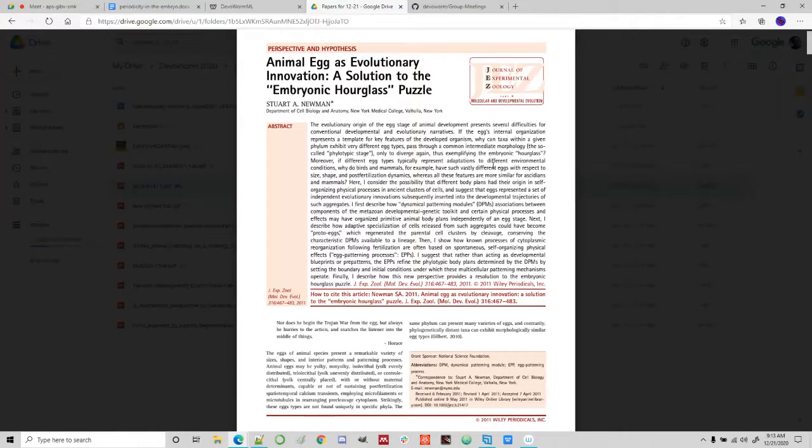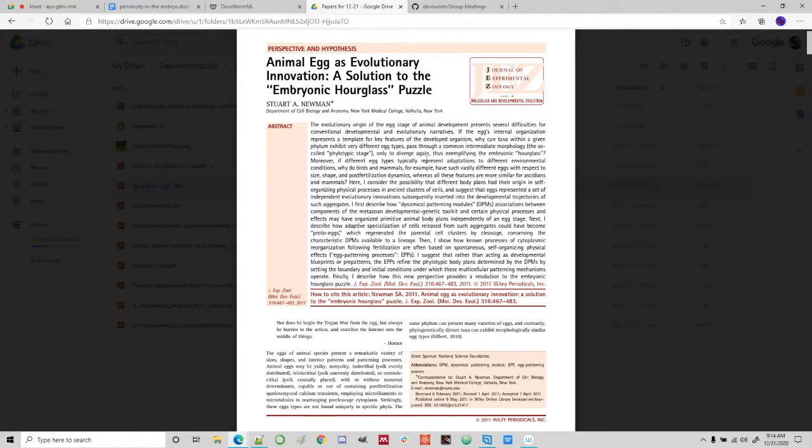The abstract says, the evolutionary origin of the egg stage of animal development presents several difficulties for conventional developmental and evolutionary narratives. If the egg's internal organization represents a template for key features of the developed organism, why can taxa within a given phylum exhibit very different egg types, pass through a common intermediate morphology, they call the phylotypic stage, only to diverge again, thus exemplifying the embryonic hourglass? And so this is a problem in developmental biology where you have this phylotypic stage, a place where there's a common morphology between very early embryogenesis and later embryogenesis.